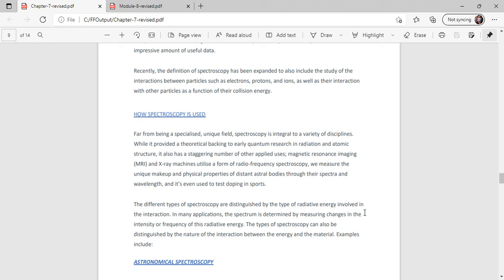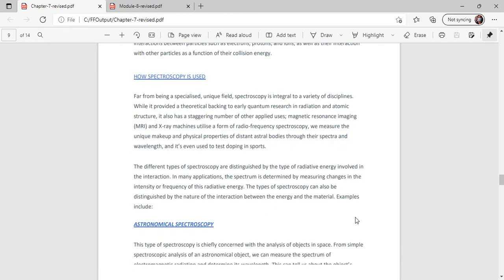We measure the unique makeup and also physical properties of distant astral bodies through their spectra and wavelength. And it is used to test doping in sports. Kaya ano naman doping in sports is this? It is using illegal substances to enhance your performance in sports.